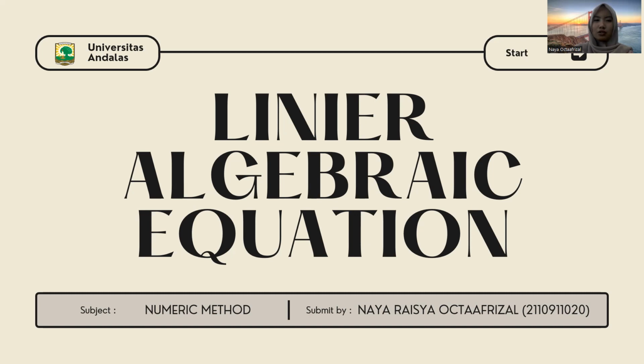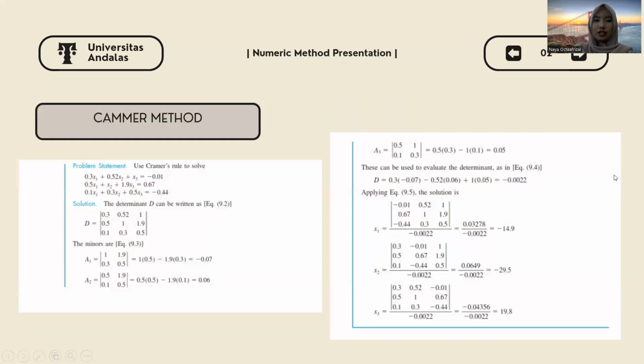And right now I want to explain about linear algebraic equations for the numeric methods subject. First, there is Cramer's method. From this method, you can use the determinant.